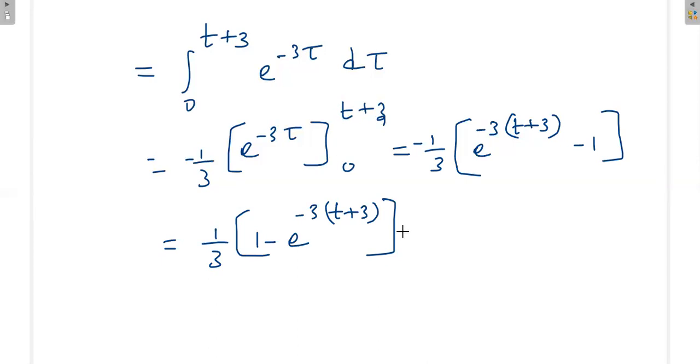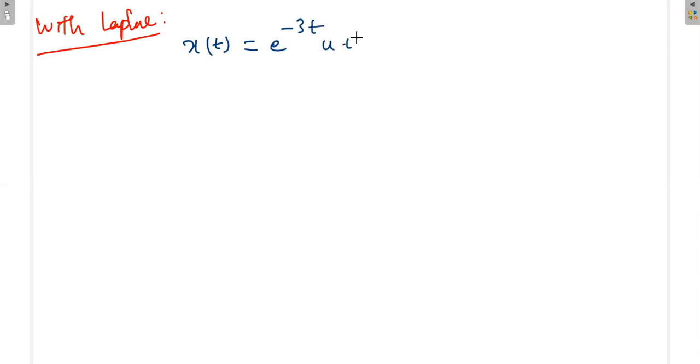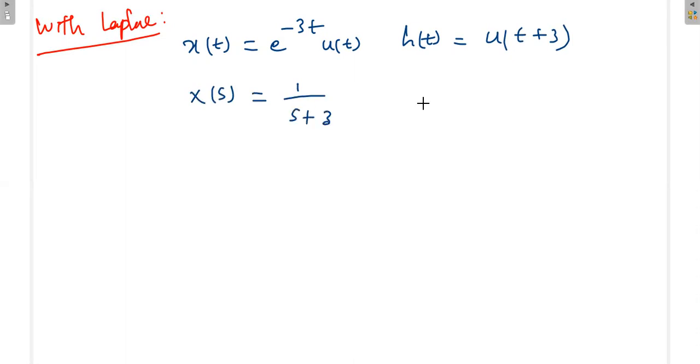Okay, so the same question we'll try to solve with the help of the Laplace transform. x of t is equal to e power minus 3t u of t, and h of t is equal to u of t plus 3. The Laplace transform gives X of s is equal to 1 by s plus 3, and H of s is equal to e power 3s into 1 by s.